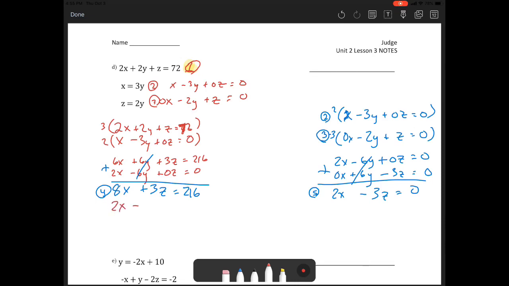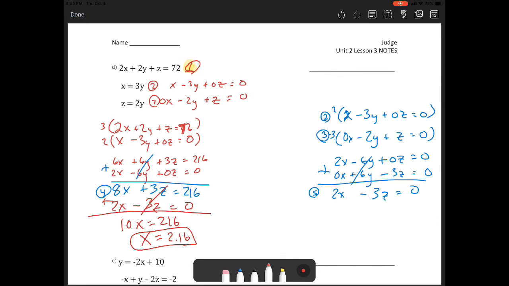So then I'm going to move it over here. 2x minus 3z equals 0. Those are already there, so I can cancel immediately. And I'm going to get 10x equals 216, which means my x is 21.6.